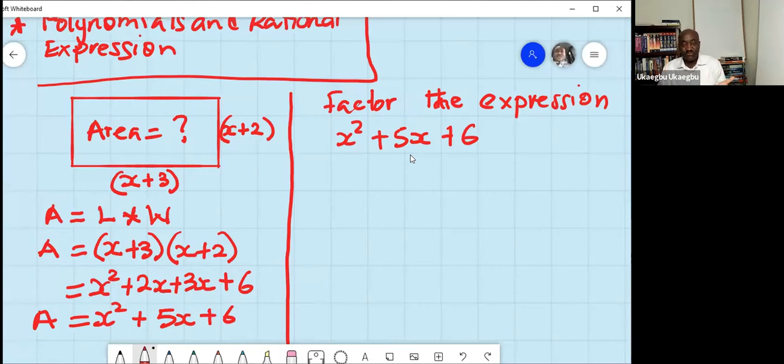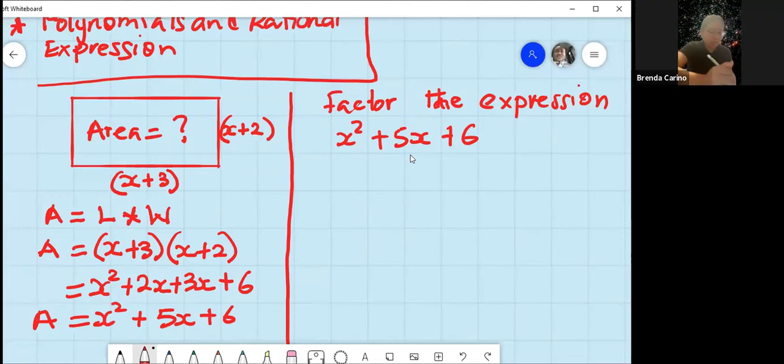So in that case, what are we supposed to do in order to factor it? Find the 2 factors of 6 that add up to 5.